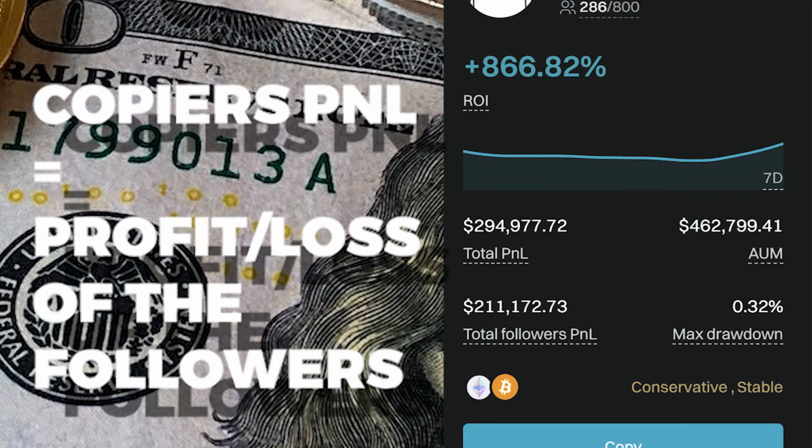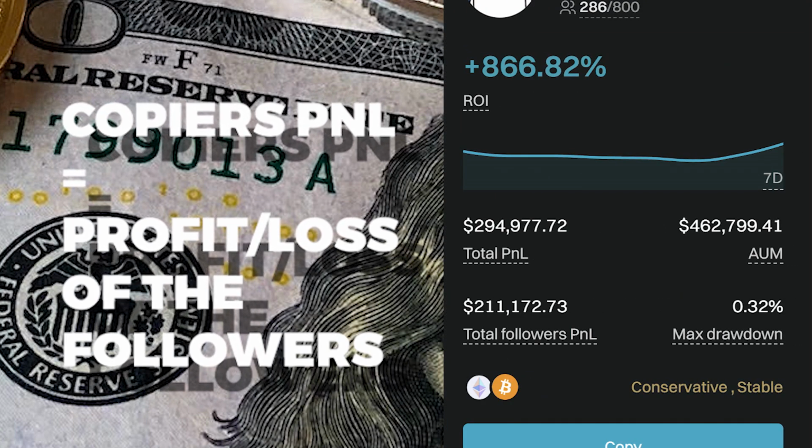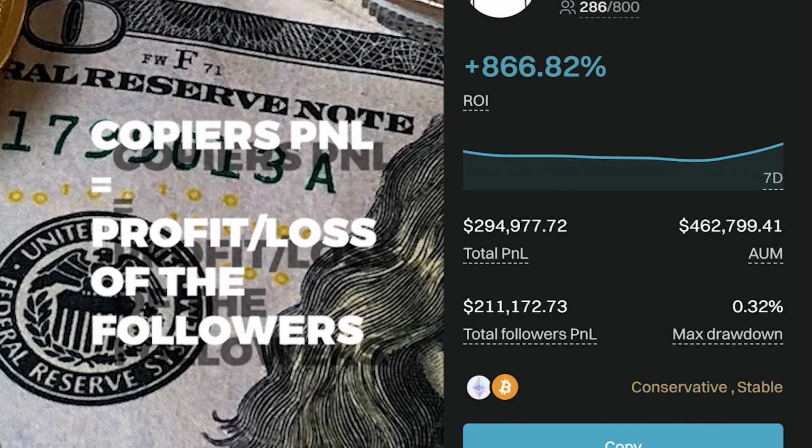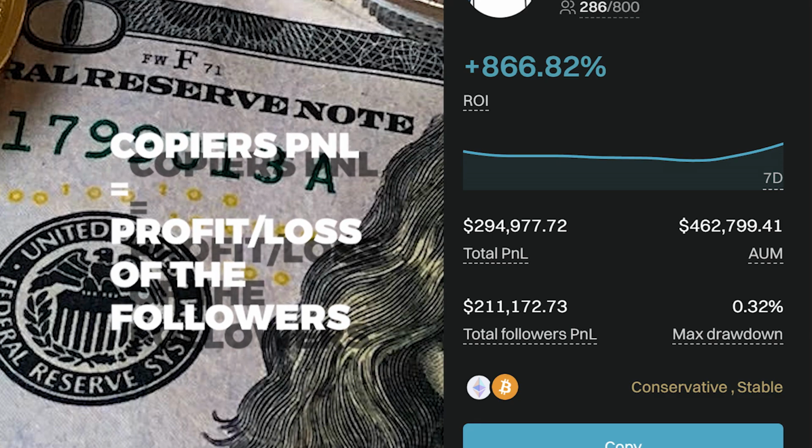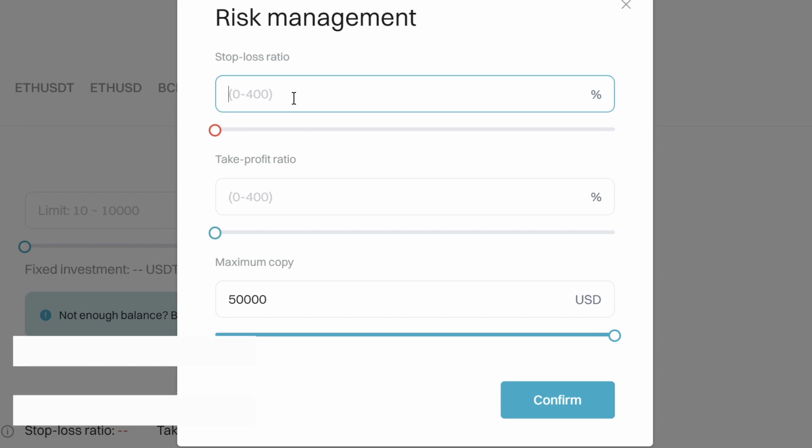Actually, the copier's P&L is the collection of profits that the followers are getting. If it is minus, then all the followers are currently at a loss, but if it is plus, it means only the traders are making money. Simple as that. Moving on to my strategy, which consists of risk ratio calculation.